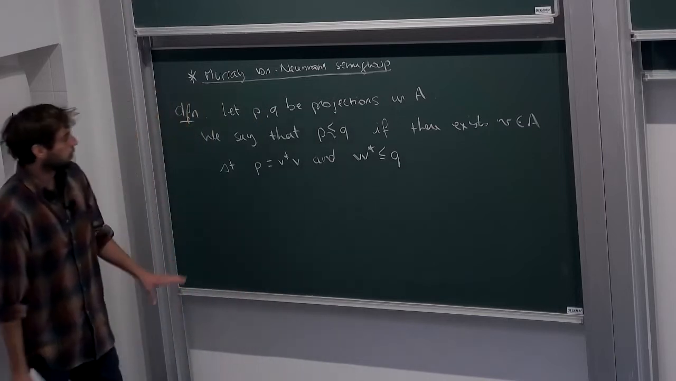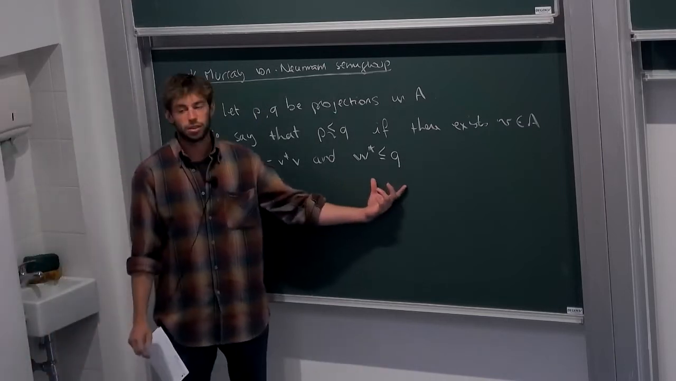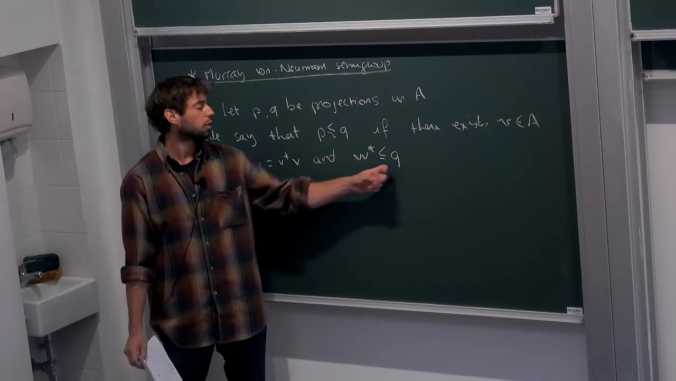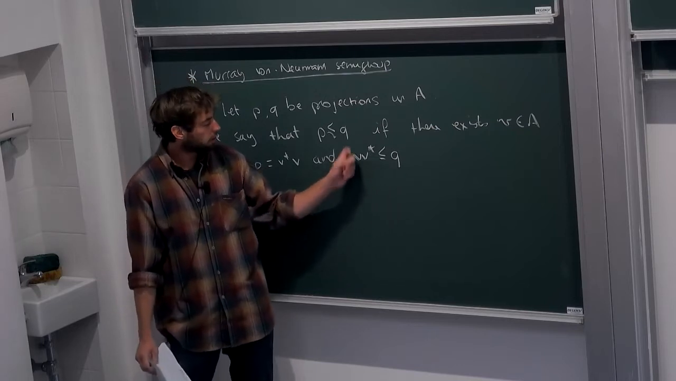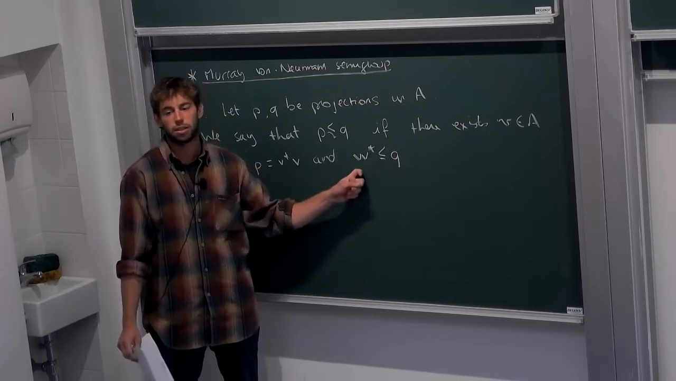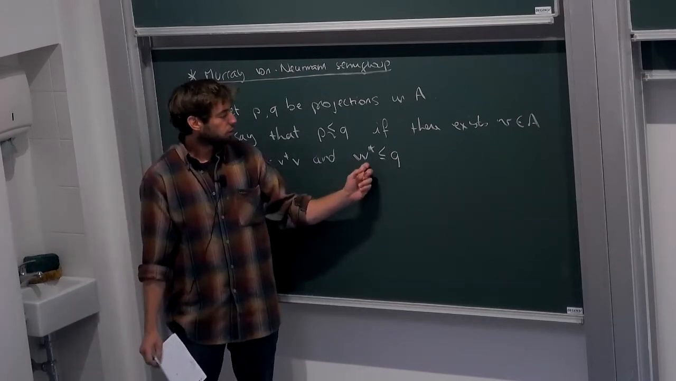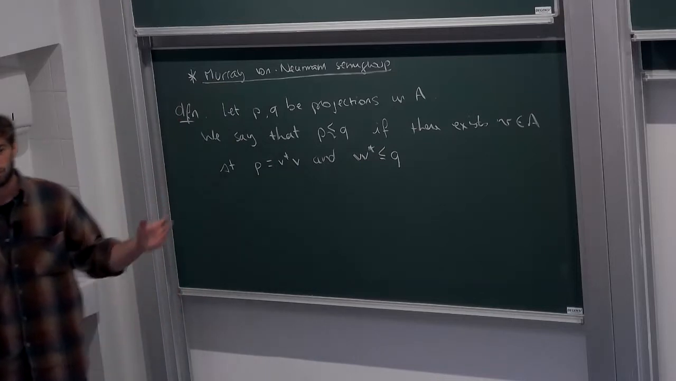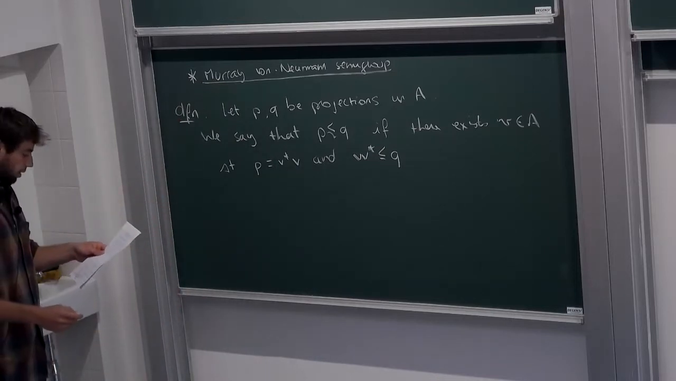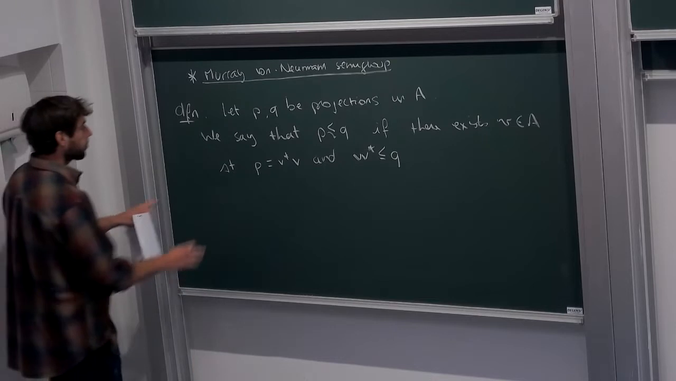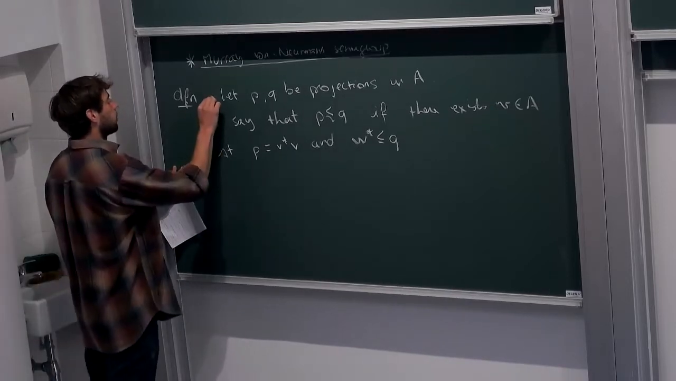What does this mean? You can see that this one is smaller. If you multiply this projection with this one, then you get back this one on both sides. Or Q minus this one is a positive element. I guess this is all right. So this is for one.